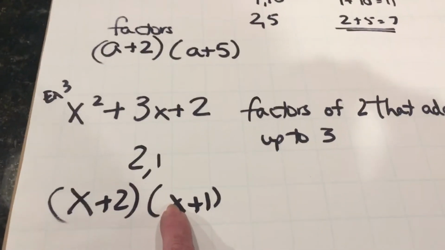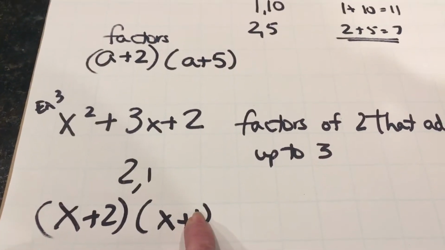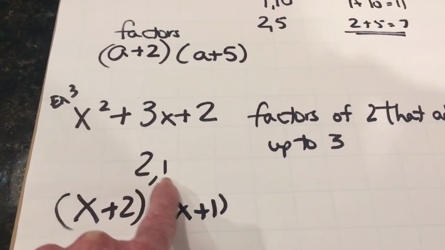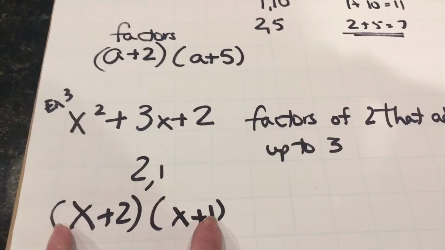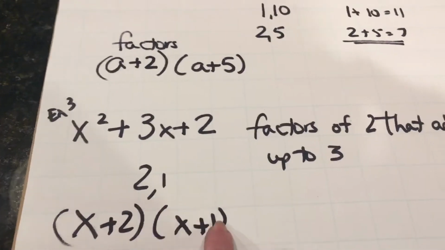First, x times x gives me x squared. Outer, x times 1 gives me 1x. Inner, 2 times x gives me 2x. 1x and 2x gives me my 3x I'm looking for. And 2 times 1 gives me 2.